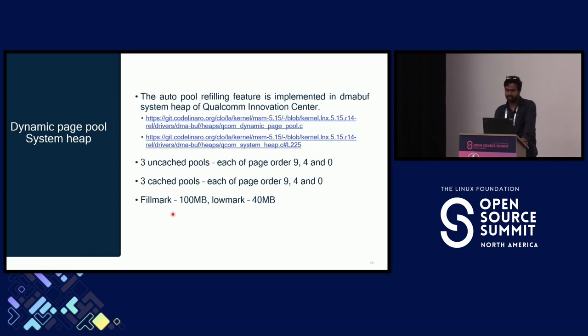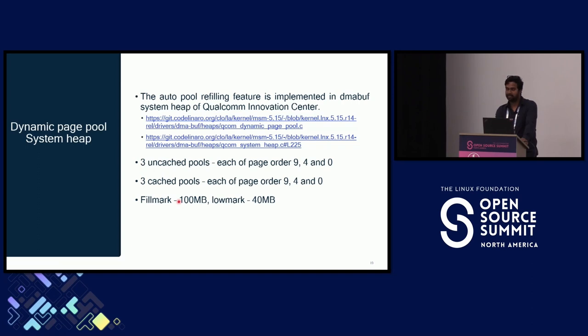But generally in our system we have made 100 MB the fill mark, and the low mark is 40 MB. So basically we have six pools, three each of order 9, 4, and 0 for cached, and 9, 4, and 0 for uncached. So 6 into 100 is 600 MB.